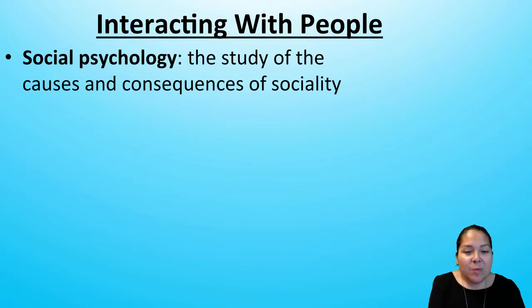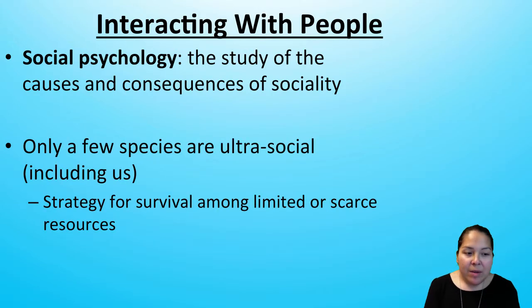Besides one other species that includes ants, bees, and termites, humans are the only ones whose society consists of genetically unrelated individuals. On any given day, we interact with a variety of people and a variety of contexts and situations. So social psychology is interested in what determines with whom we choose to interact and how those interactions go.